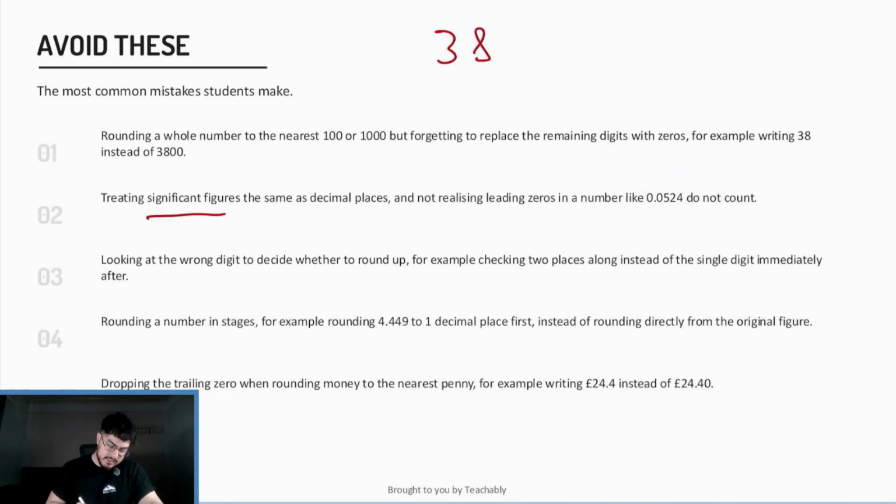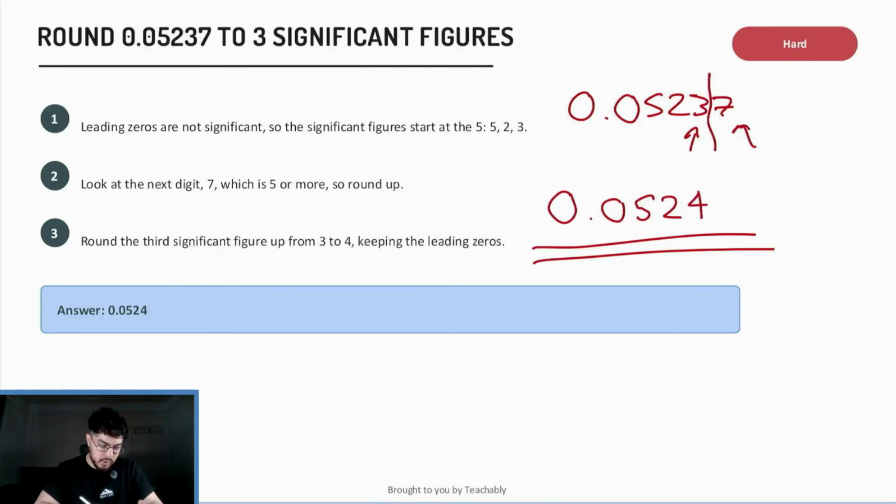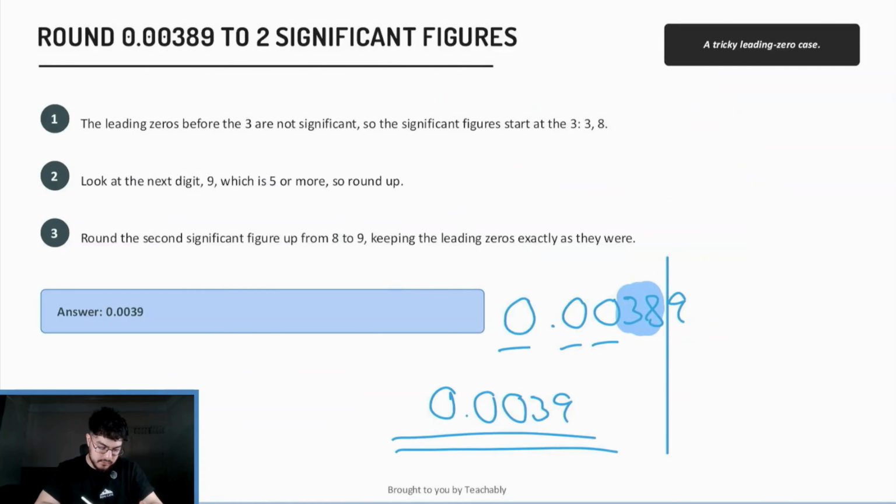Treating significant figures the same as decimal places and not realizing leading zeros in a number like this do not count. So remember, if it says 2 decimal places, you start counting after the decimal point. If it says significant figures, you start counting from the first non-zero number. So this doesn't matter, these matter, okay? So remember, just always go back to the slides I've told you about.